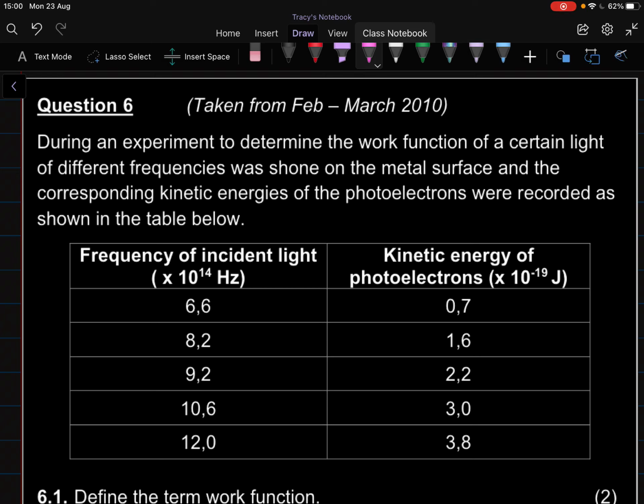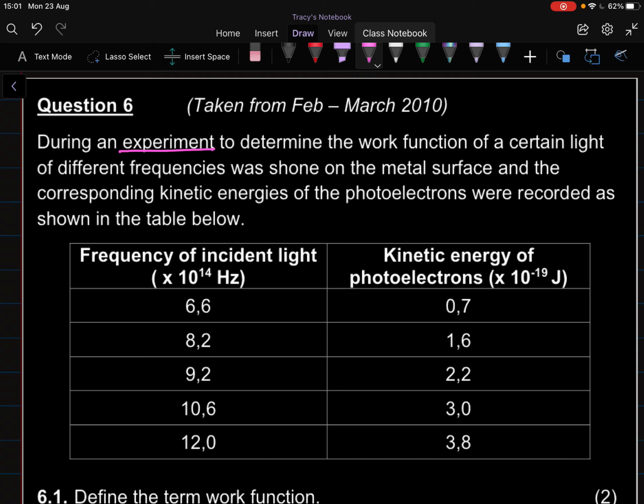Question 6 of the Optical Phenomena Photoelectric worksheet, which is taken from the February-March 2010 paper. During an experiment, and in any exam you're going to get at least one experimental skills question, which is what this is, to determine the work function of a certain metal, light of different frequencies was shone on the surface, and the corresponding kinetic energies of the photoelectrons were recorded as shown in the table below.